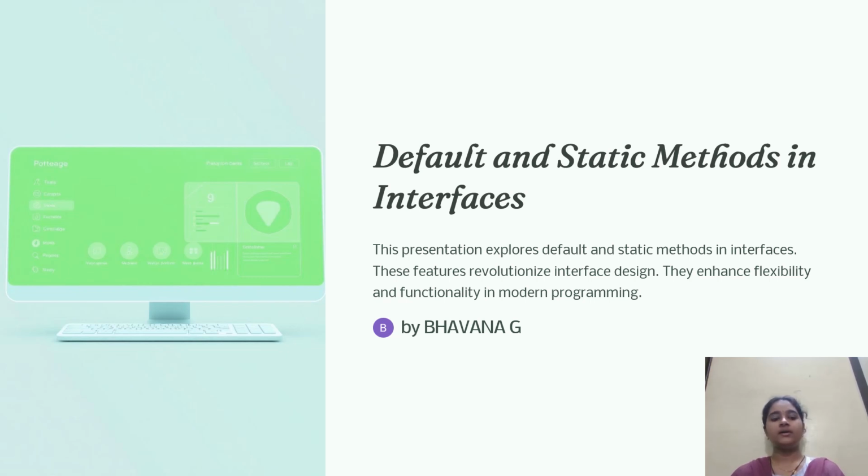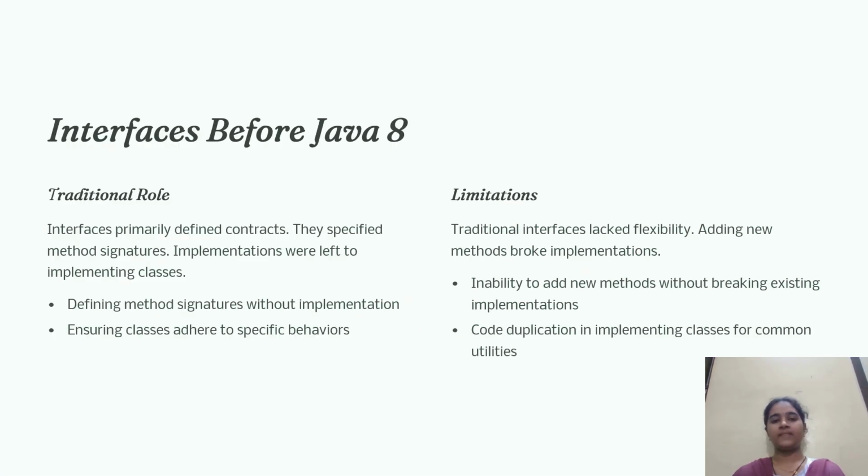without breaking old implementations. And the definition of a static method in an interface: a static method in an interface belongs to the interface itself, not the implementing classes. Key points are you can call it directly using the interface name. Implementing classes cannot override a static method. It is useful for providing helper methods or utility functions related to the interface.